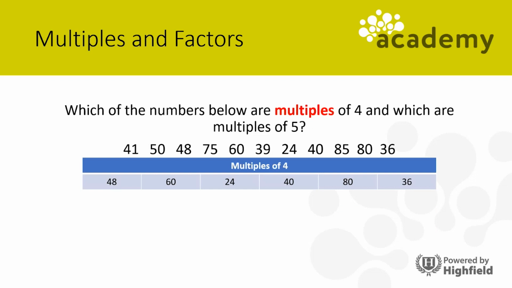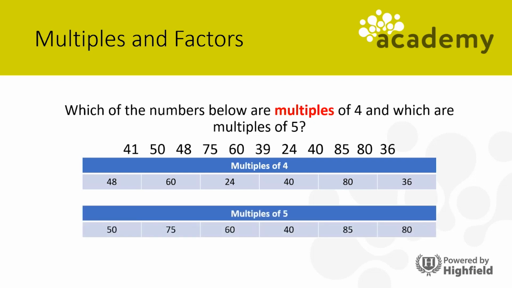So here are the multiples of 4. And they're all multiples of 4 because, for example, with 48, 4 times 12 is 48. 4 times 15 is 60. 4 times 4 is 24. 4 times 10 is 40. 4 times 20 is 80. And 4 times 9 is 36.